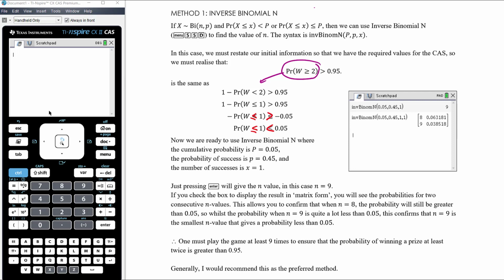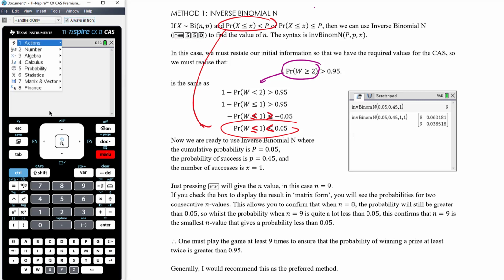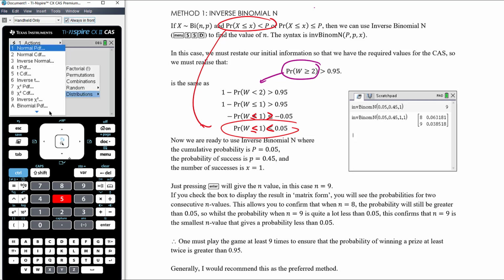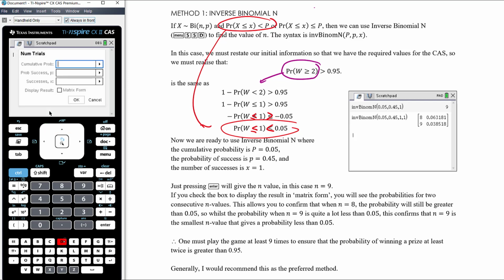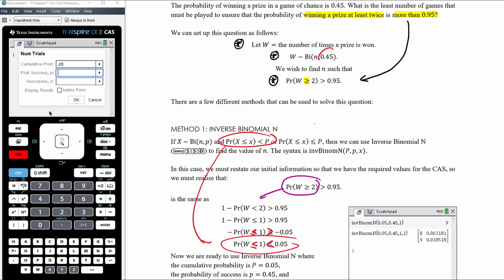Okay, so we've now got it in the form that we need in order to be able to find inverse binomial n. So inverse binomial n, menu 55D, menu 5 for probability, 5 for distributions, and option D, either scroll down to it or just type the letter D. There's inverse binomial n. We want the cumulative probability, which is why it needs to be probability is less than something, because it's a cumulative probability up to this point. So the cumulative probability here is 0.05. The probability of a success, from our original binomial definition, is 0.45.